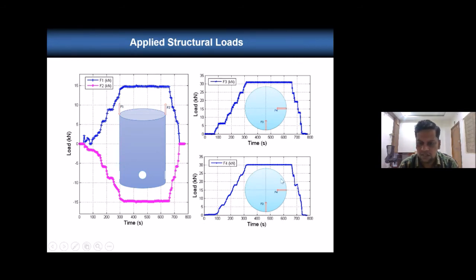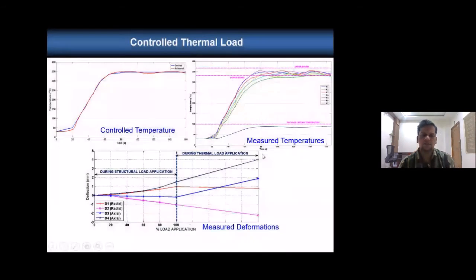So at this portion we have applied the temperature profile. This is the control temperature. You can see the blue line is the desired temperature. The red line traced is what I control using a PID controller. This is in closed loop mode.